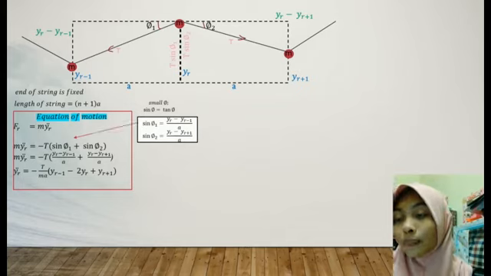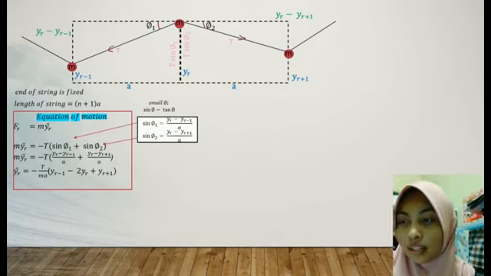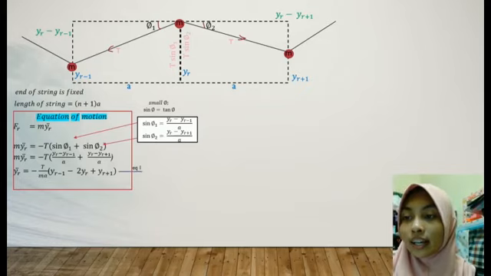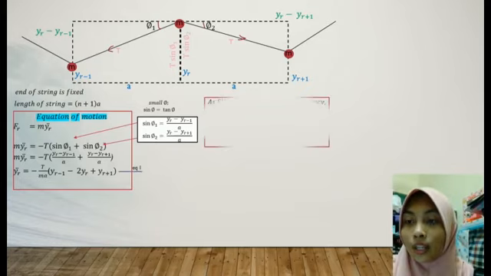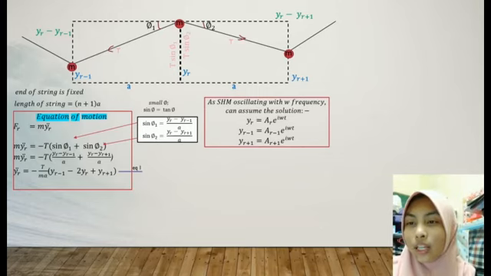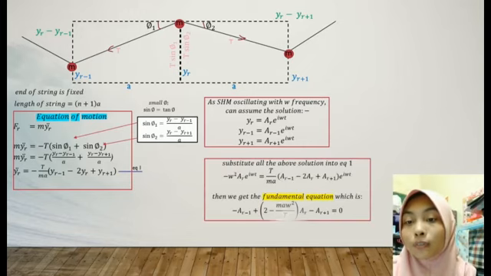Substituting sine theta 1 and sine theta 2 into the equation of motion, we get equation 1. After that, we know that this is simple harmonic oscillation with a frequency, so we can assume the solution as what we stated there. There are 3 solutions there. And we can substitute all the above solutions into equation 1 that we derived from the equation of motion.